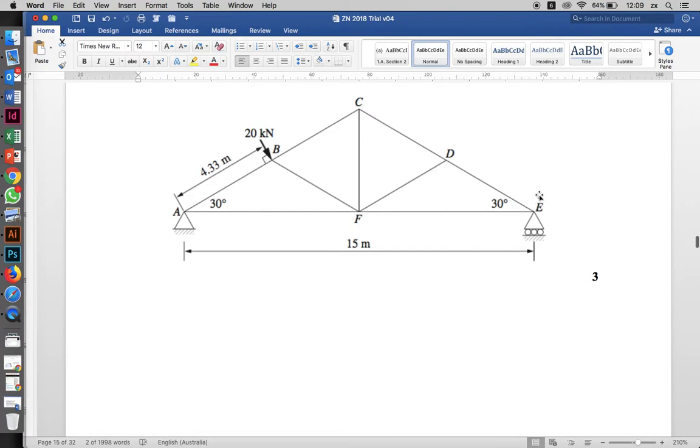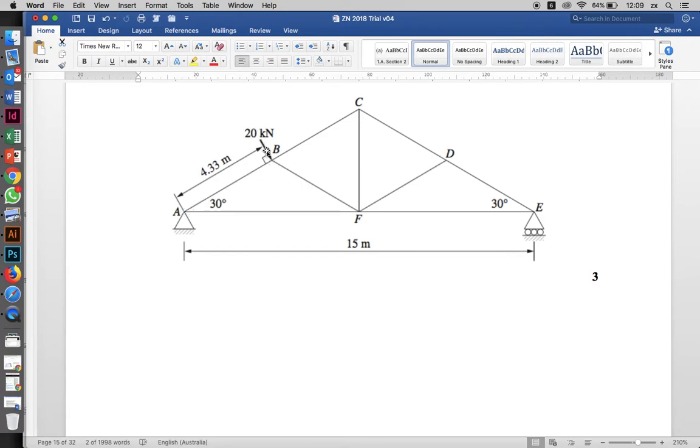So to find reaction E first, we take moments about A. Taking moments about A, we have two other forces we need to worry about. We can ignore the reaction at A, because its perpendicular distance is 0, and anything times 0 is 0. So we have two forces.